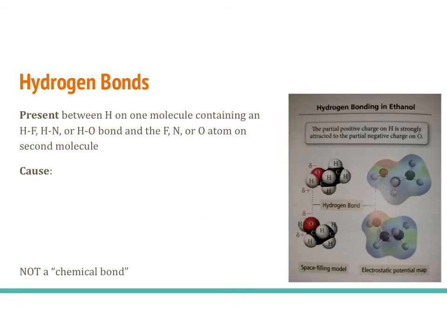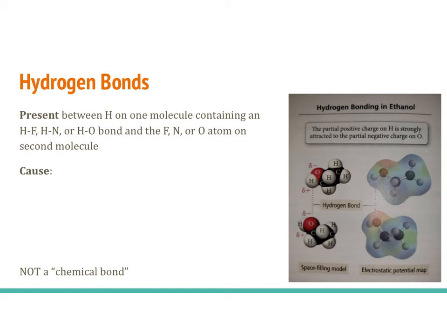The third type of attraction that holds molecules to one another is called a hydrogen bond. Hydrogen bonds are a very special case of dipole-dipole attractions that only happen in certain circumstances and that are exceptionally strong. A hydrogen bond is between a hydrogen on one molecule, which within that molecule has to have either an HF bond, an HN bond, or an HO bond, and the F, N, or O atom on a second molecule. So the hydrogen bond is not the bond between the HF, the HN, or the HO.